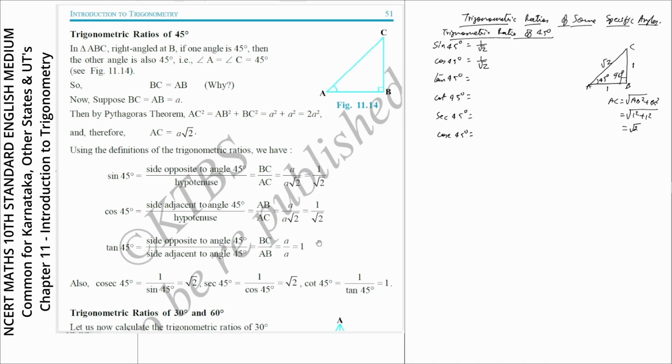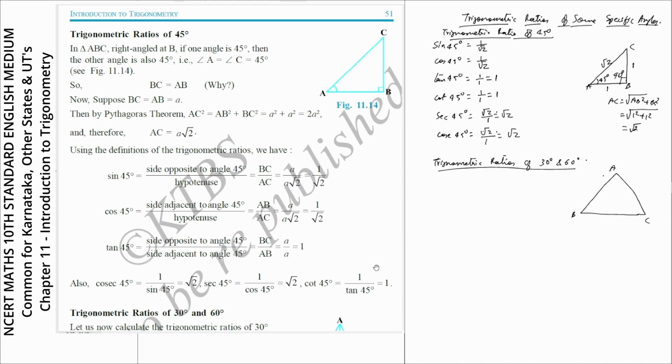And what is tan 45? Opposite by adjacent, that is 1 by 1, I will get 1 only. And what is cot of 45? Adjacent by opposite, that is I will get 1 by 1 is equal to 1. And what is secant 45? Secant 45 is hypotenuse by adjacent, that is root 2 by 1, I will get as root 2 only. And what is cosecant 45? Hypotenuse by opposite. So this also I will get square root of 2 by 1 is equal to root 2.